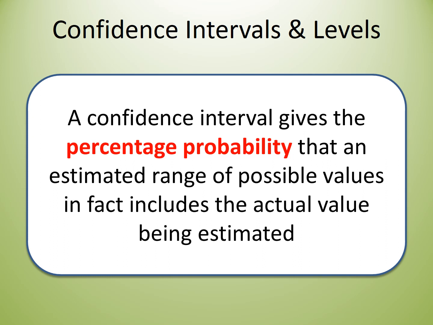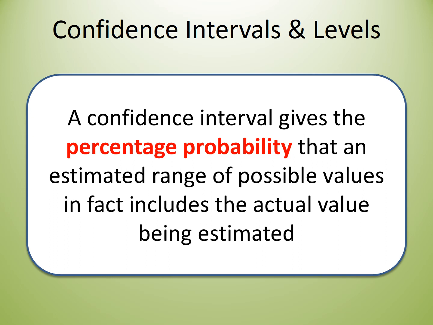So what we also need to work out then is our confidence intervals and levels. A confidence interval gives the percentage probability that an estimated range of probable values in fact includes the actual value being estimated. Bit of a mouthful. So basically what we're saying here is that once we've gathered loads and loads of data, then we need to go, well, how confident are we that it represents the actual population that we're trying to follow?